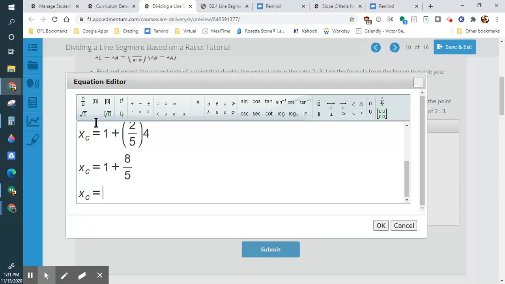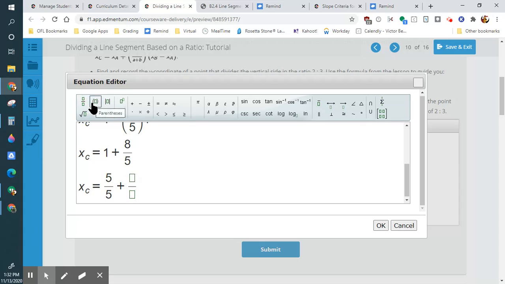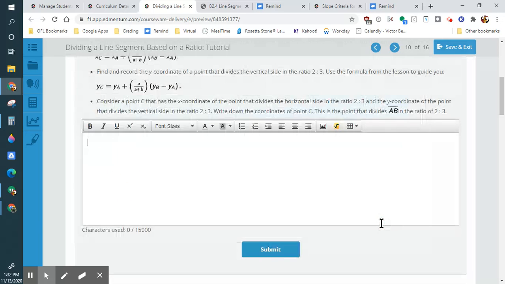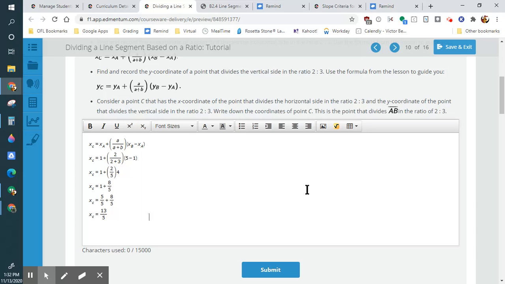1 is 5 over 5 plus, and the reason why I'm doing this is so the denominator is the same. 5 divided by 5 is 1. I'm going to do 8 over 5. That tells me that my x of c equals 13 over 5. All right, and that's my work for my x of c.